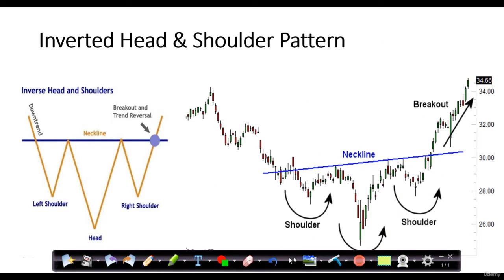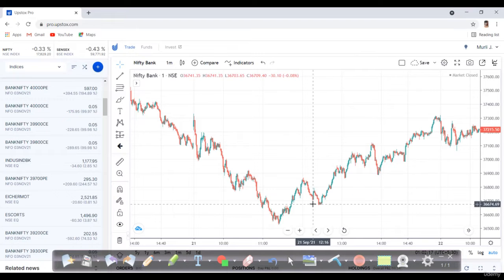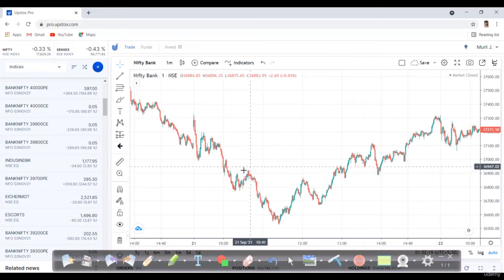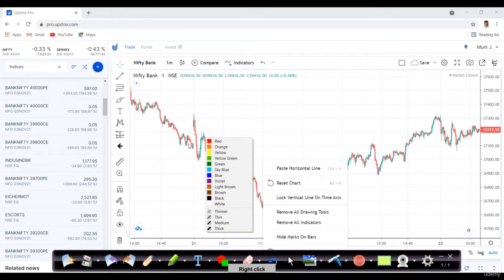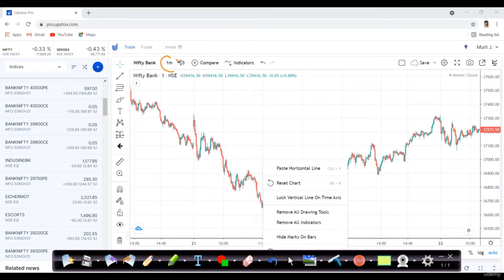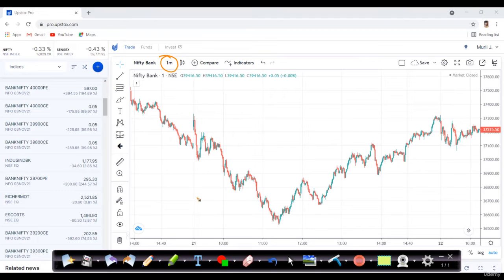Now let's take an example from the chart itself. Let's open the chart. I have already shortlisted a pattern. I am using the 1 minute chart. Now if I mark the head and shoulder, this is my left shoulder, this is my head, and this is my right shoulder. And where is my neckline? My neckline looks like this. Okay, this is my neckline.